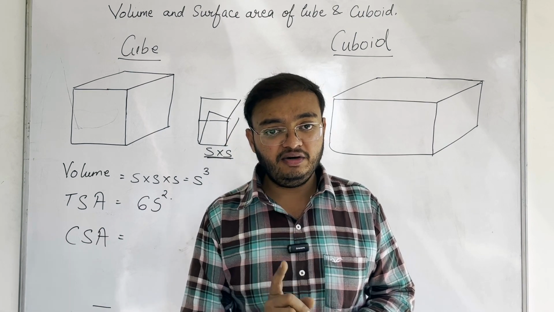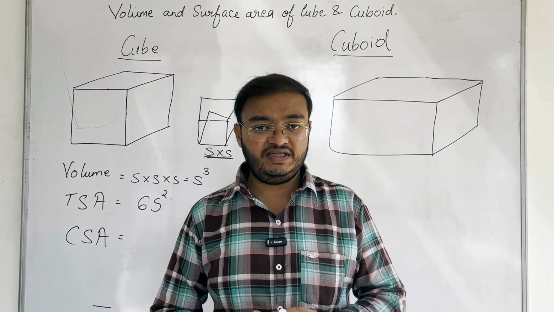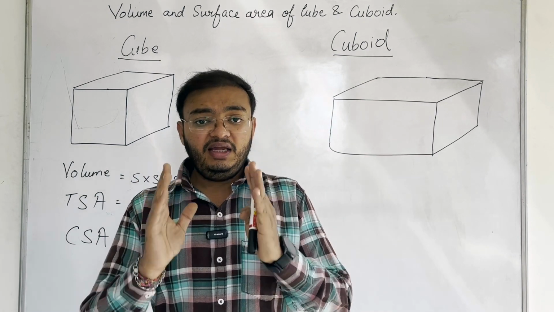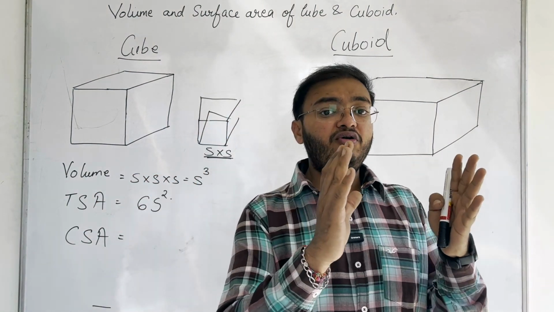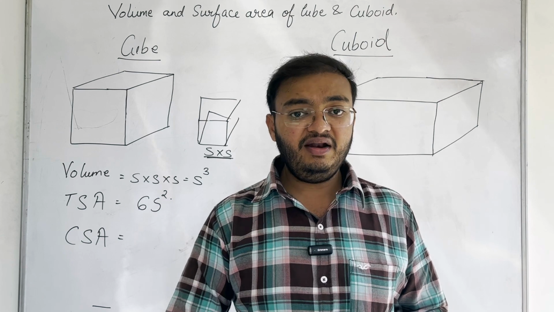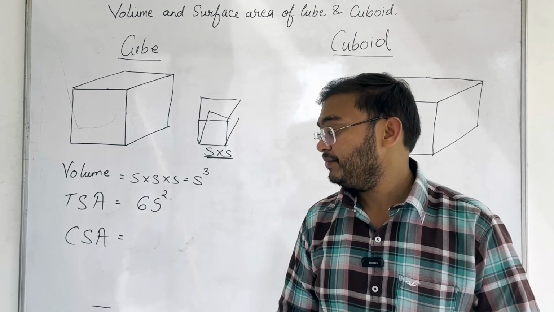You will not include top and bottom. This is called your curved surface area. That means if I rotate over here, then I can only see the 4 walls of anything. And when I see only 4 walls, that is known as a curved surface area.